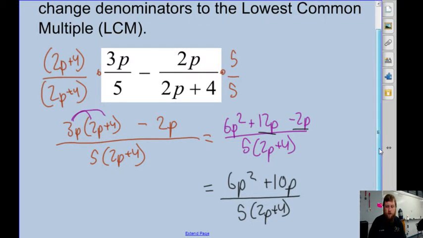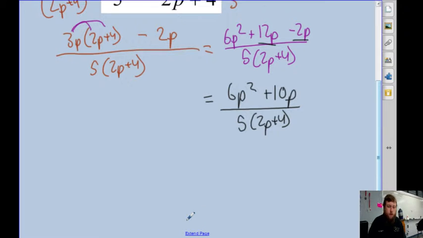And I might distribute that 5 times 2p plus 4. So I want to simplify as much as possible here. So I'm going to distribute that 5. And I will get 6p squared plus 10p over 10p plus 20.